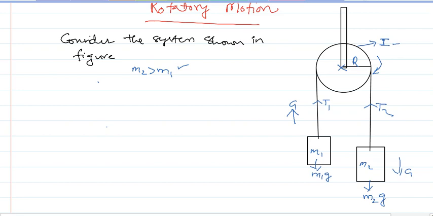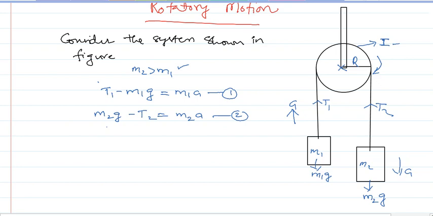Let us write the equations of motion for M1, M2 and this pulley here. For M1 first, because tension is more than weight here, I can write T1 minus M1G equal to M1A. This I am calling equation 1. And for the second block M2, the weight is more than tension, so I can write M2G minus T2 equal to M2A. This is equation number 2.